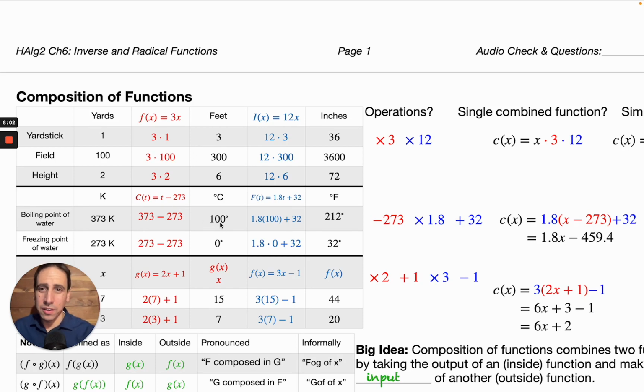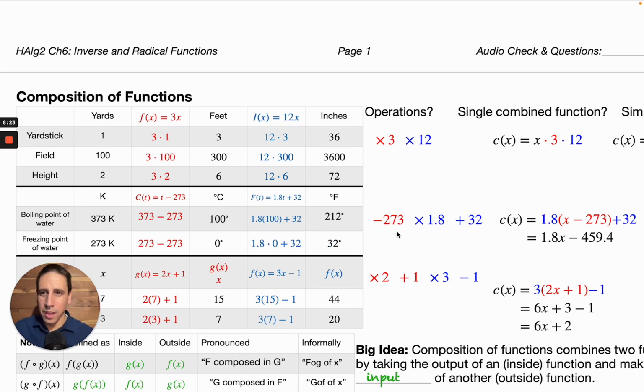And then 100 degrees Celsius, what you have to do to convert it to Fahrenheit is first multiply it by 1.8, and then add 32 to get 212 degrees Fahrenheit. The freezing point of water is 273 Kelvin. You subtract 273 and you get 0 degrees Celsius. Multiply by 1.8, and then add 32, and you get 32 degrees Fahrenheit.